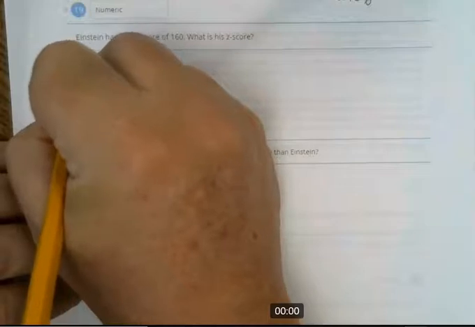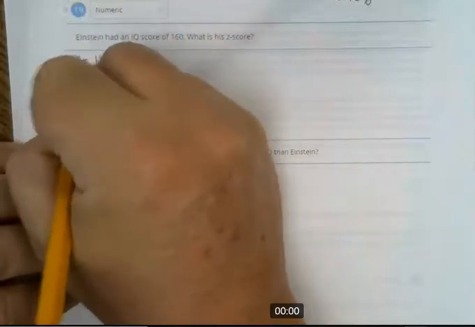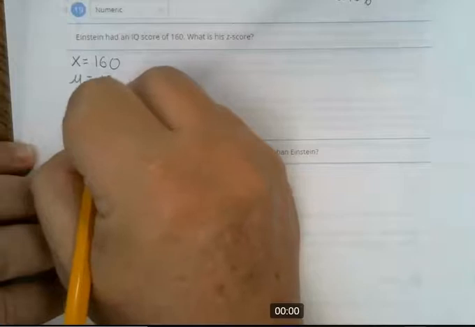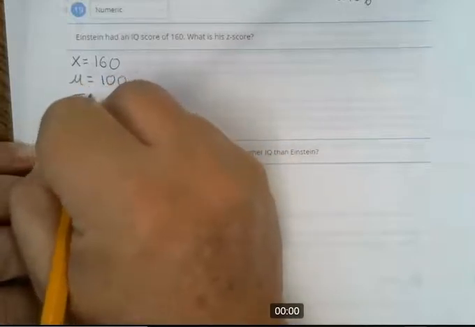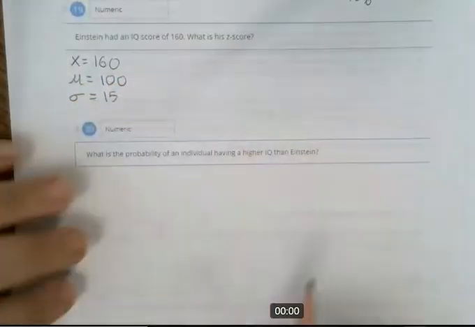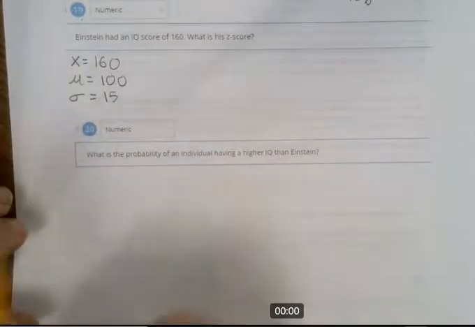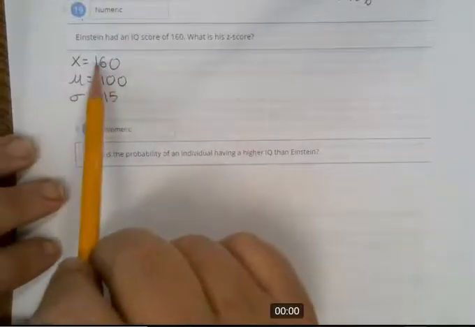Let's keep moving here. Einstein had an IQ score of 160. What is his z-score? So we're just figuring out the z-score. If that's x equals 160, mu equals 100, and sigma equals 15. Again, if you're doing this on line paper, you don't have to copy the question. Just be sure you clearly give the question number and the assignment 1.04. That should be at the top of each page very clearly. And then all you have to write is what I'm actually writing down here.